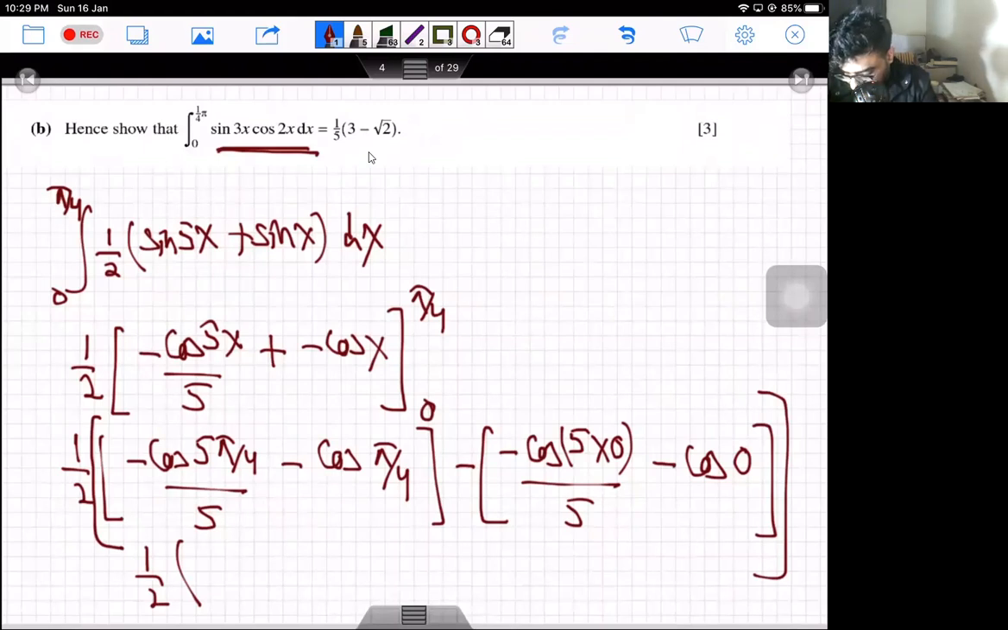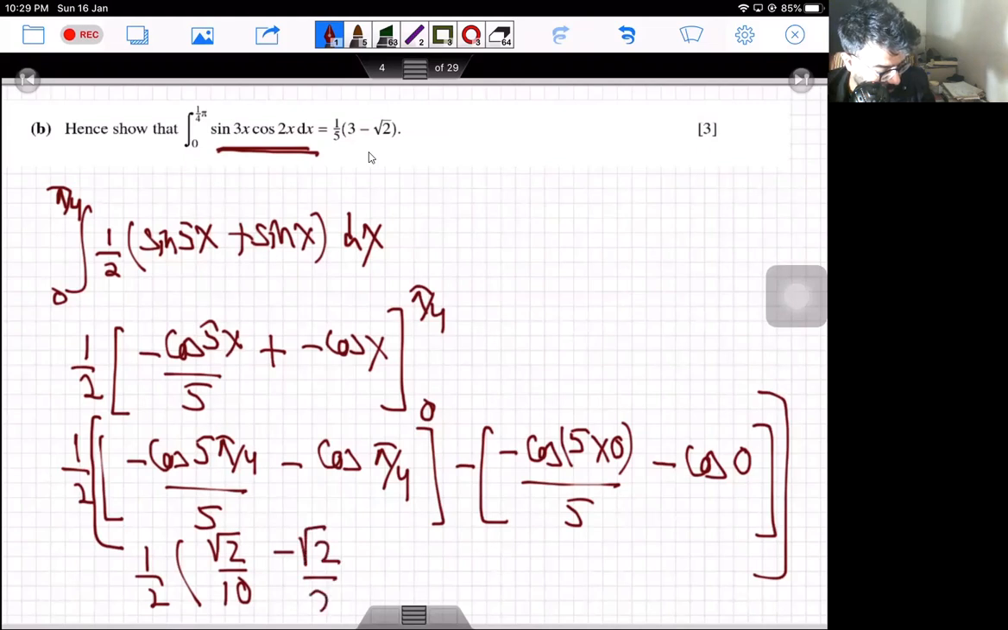Minus cos 5 pi over 4, and then divided by 5. This is under root 2 over 10. And then minus cos pi over 4 is equal to minus under root 2 over 2. And then minus sign, and then you have minus cos 0 divided by 5. This will be minus 1 over 5. And then minus cos 0, this will be negative 1.